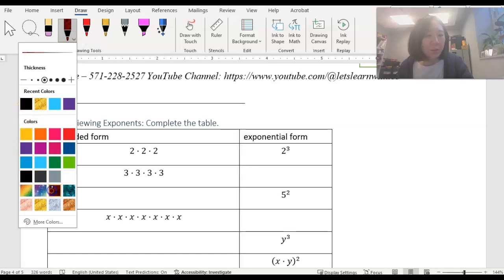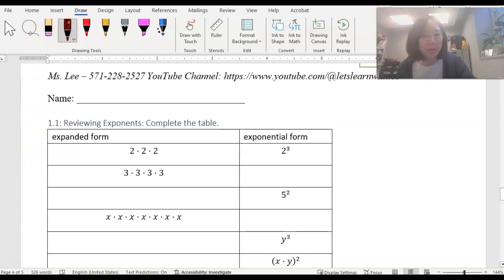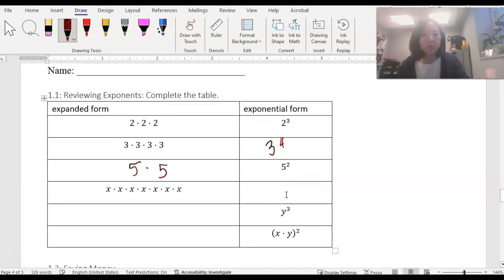So the first thing is that we are looking at our exponents in expanded form and in exponential form. So in the one column it's in expanded form, and in the other column it's in exponential form. So 3 multiplied by itself 4 times is 3 to the 4th power. 5 squared is 5 times 5. Now, generally, when you see this, you know how to do this, but when we have x's then, what happens?